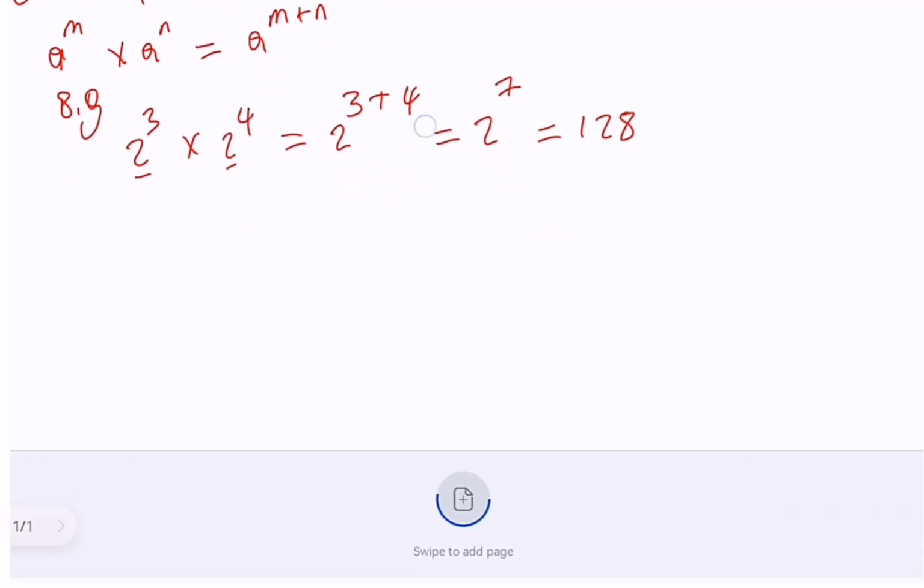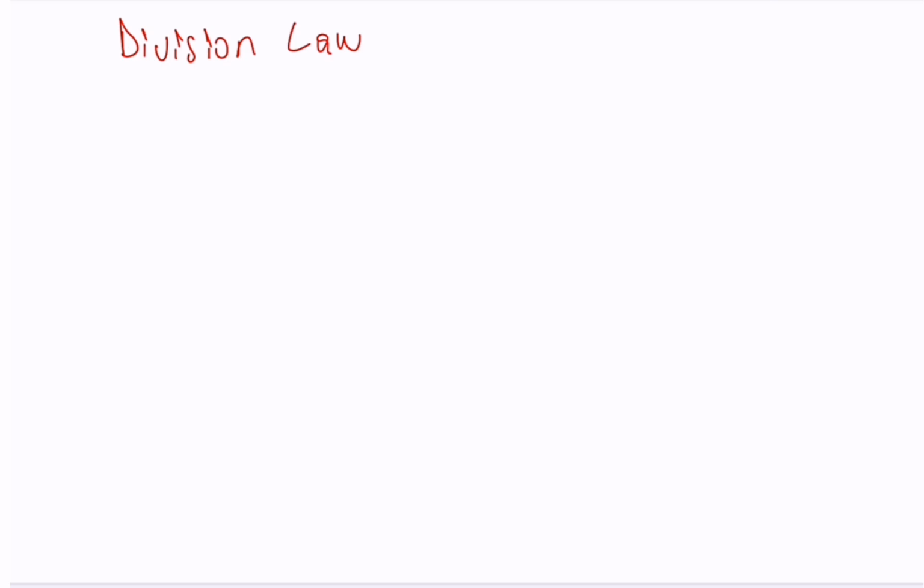Now let's go to the second one. Division law. We are dividing powers with the same base. We subtract the exponents. It is usually written in this manner. It's going to be equal to a, that is our base, to the power: you take the one that is on top, you subtract the one that is on the bottom.